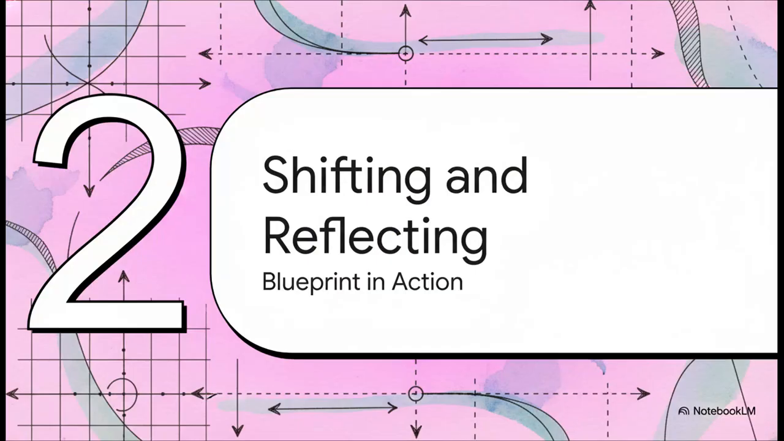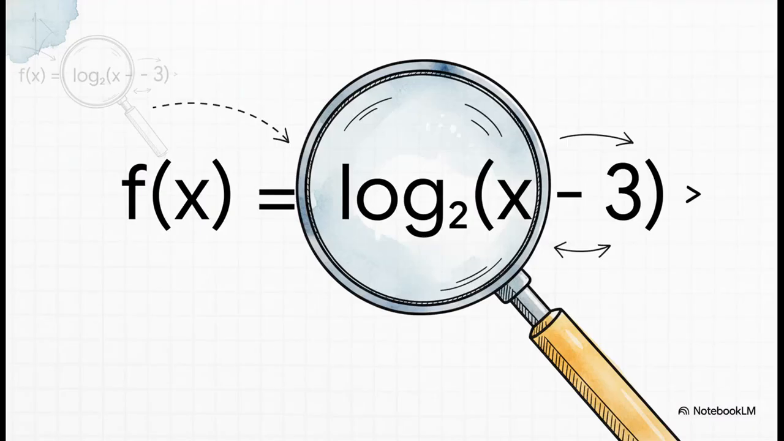All right, now for the fun part. Let's take that simple blueprint, our asymptote and our anchor point, and see what happens when we start moving it around. This is where we get into transformations, which is really just a fancy way of saying shifting and flipping the graph. So let's try one out. How would we graph something like f of x equals log base 2 of (x minus 3)? See that minus 3 tucked inside the parentheses? That's our big clue. It's telling us something is about to move.